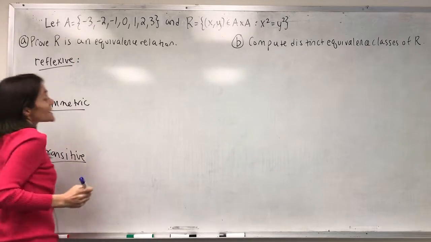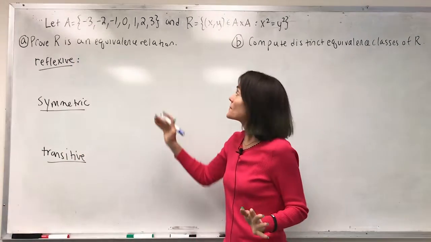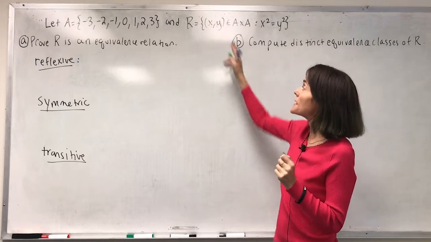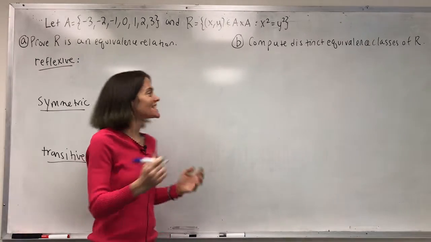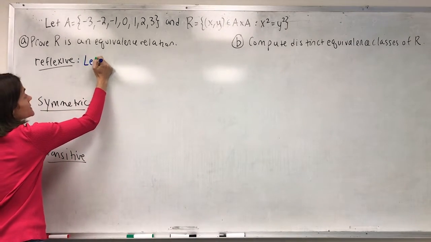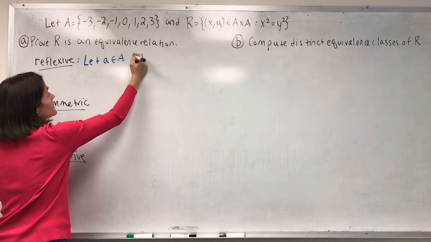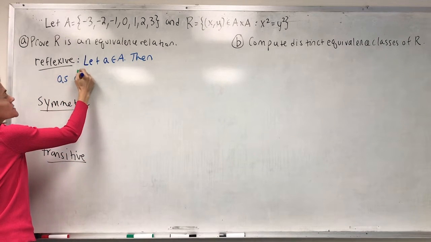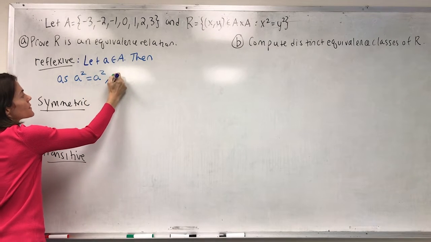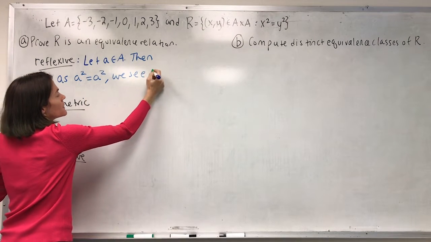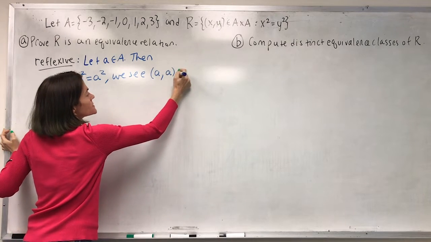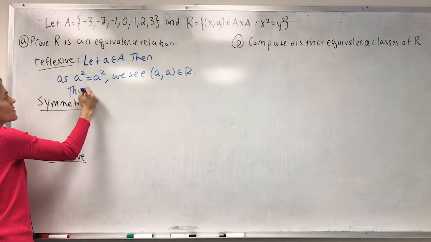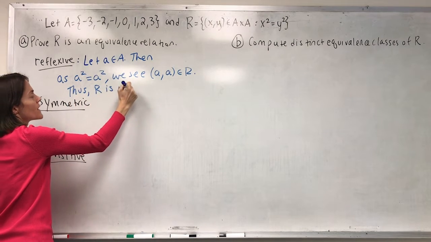Reflexive says that for every single element in A, we need (a, a) to be in R. Why is this the case? Well, if we let a in A, as a squared equals a squared, we see (a, a) is in R. So thus R is reflexive.